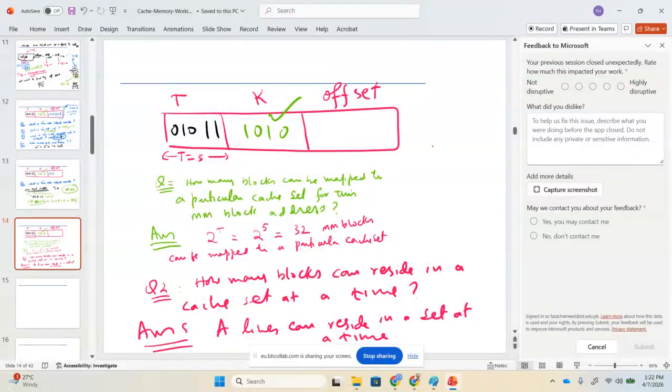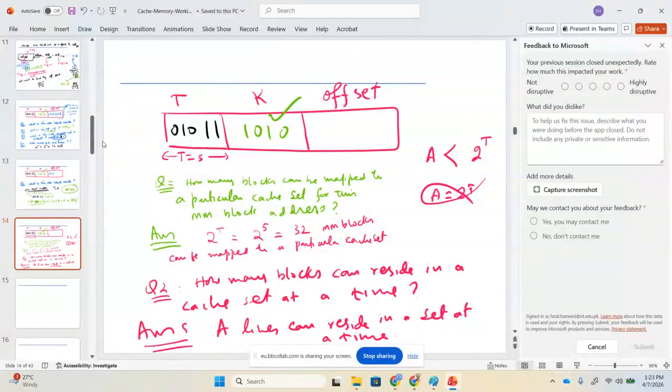Now, what should be the relationship between A and 2^T? Should A be greater than 2^T, or smaller than 2^T, or equal to 2^T? Less than or equal? No. A should be very much less than 2^T. Why? Because if A is equal to 2^T, it means that the memory size and the cache size are equal. So A has to be very much less than 2^T. You got it or not got it?